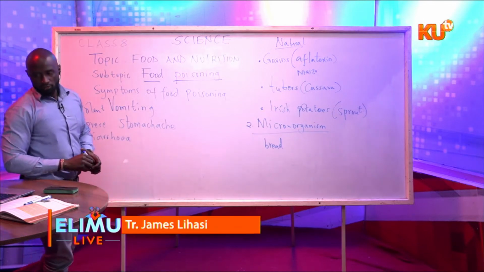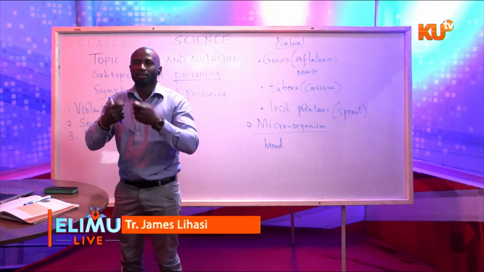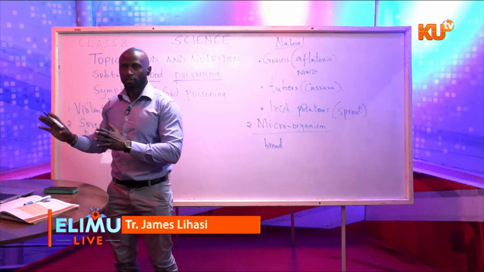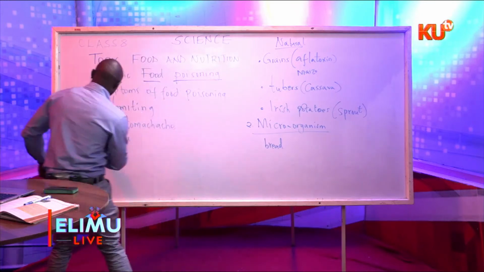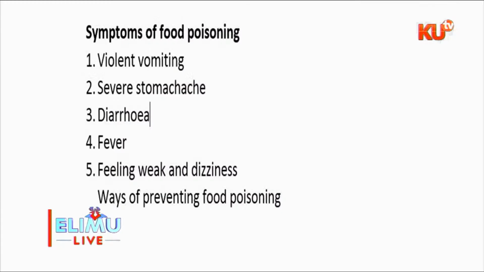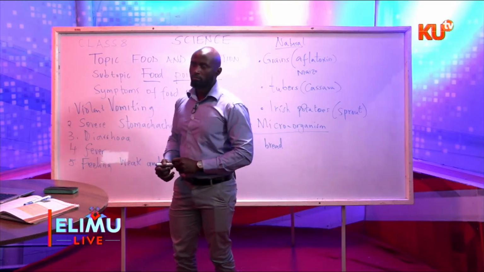As the third symptom of food poisoning. Remember, boys and girls, I've said symptoms are feelings or sensations that a person will experience when he or she is undergoing different things, in this case, food poisoning. We also have fever. Number five, we can also talk of feeling weak. Check the spelling of weak. And dizziness. Those are some of the symptoms that one may show while he or she is experiencing food poisoning.